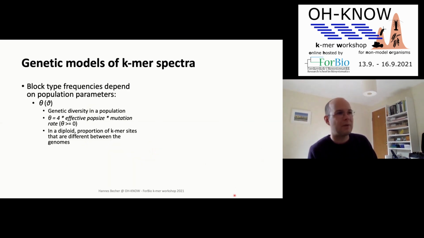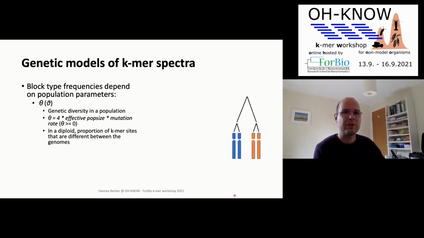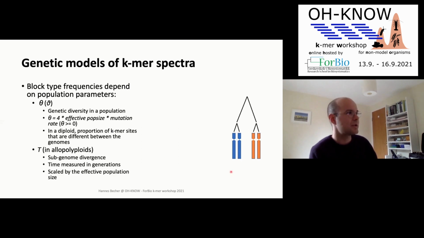So that is thinking about auto-tetraploids. If you have allo-tetraploids with diverged subgenomes, you need an additional parameter that reflects the divergence between these subgenomes. And that is called T, which corresponds to the time that these two here have diverged, since when they've diverged. And this time is measured in generations, and it is scaled by the effective population size. So let's say it's 10,000 generations and the effective population size is 2,000, then T would be 5.